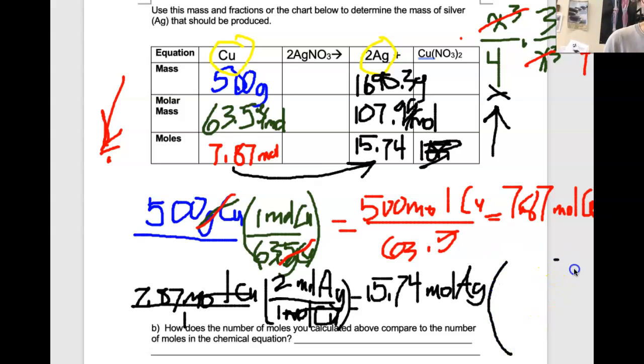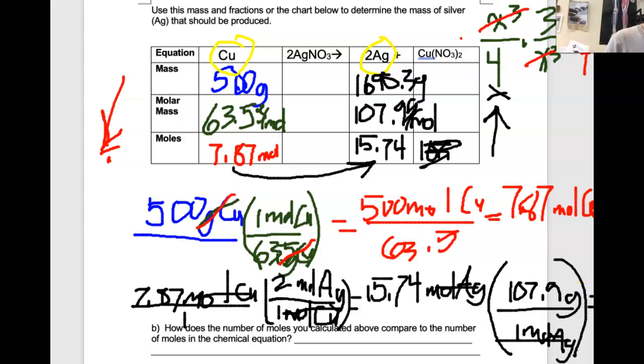If you're going to use the fractions, we'd again set up that fraction with the molar mass. We need our moles of silver to cancel out, so that's going to go on the bottom: 1 mole of silver, and our molar mass, again, 107.9 grams. Your moles of silver are going to cancel out, and you're going to be left with 1,698.3 grams of silver. So this is how you solve those types of stoichiometry problems. I hope this helps you.